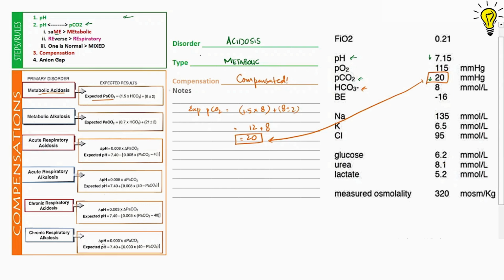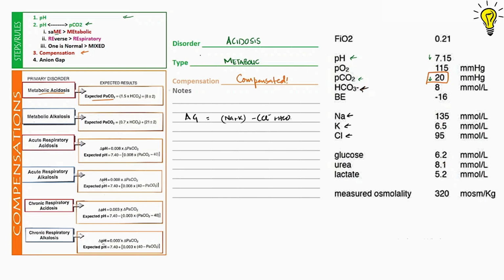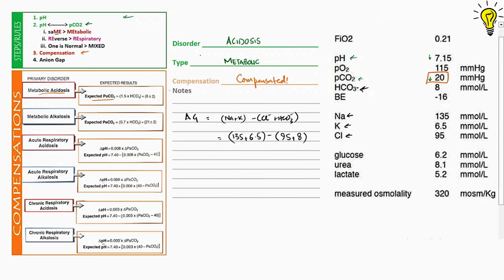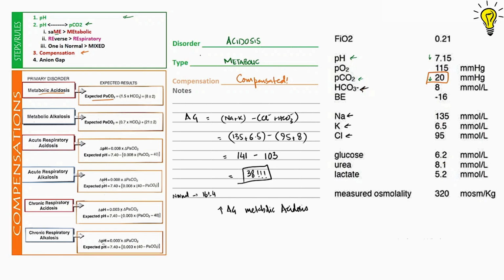Now let's see the anion gap here. So the anion gap is equal to sodium plus potassium minus chloride plus bicarb. So putting in the values, this makes 141 minus 103, so 38. Normal is 16 plus or minus 4. So this is high anion gap metabolic acidosis.